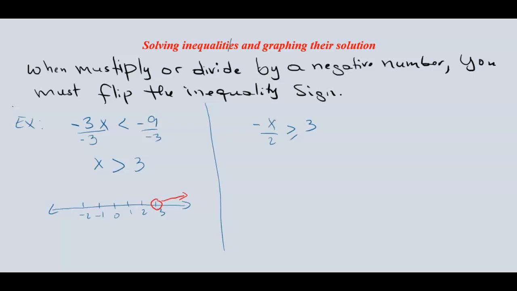Again, if you notice, x is multiplied by -1/2. Now, when there is nothing in front of the variable, that's a 1. So to get x by itself, we have to divide by -1/2, or we have to multiply by -2. We got x divided by 2, so we have to multiply both sides by -2.